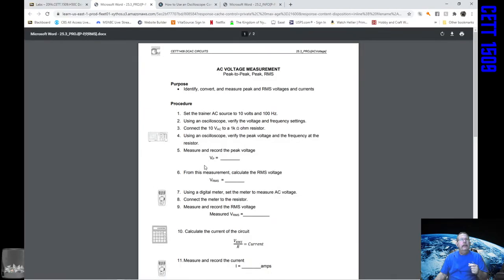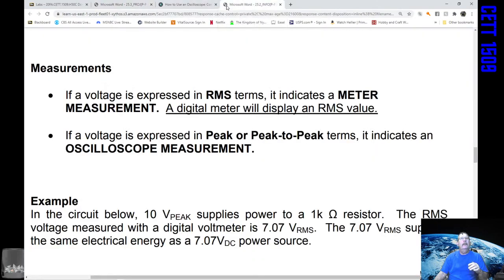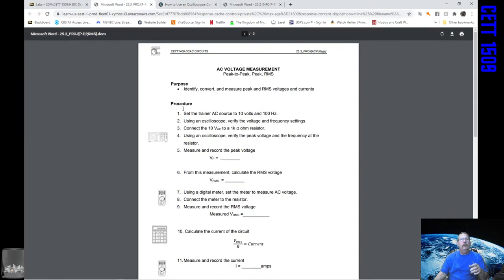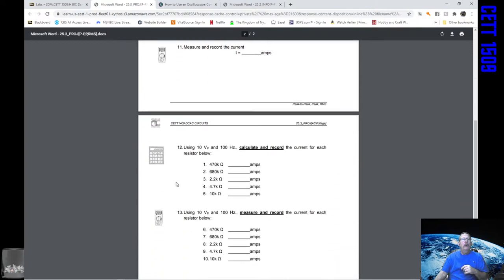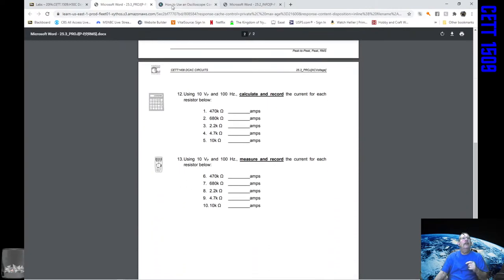Let's go back to this. Okay, this is the other one. We'll talk about this one. So we'll identify, convert, and measure peak RMS voltages. We'll set a trainer or whatever to 10 volts. We've got power supplies and 100. We'll be using the frequency generator. We'll use the oscilloscope to verify the voltages and basically do measurements and then do some calculations and do some more measurements and then do some more calculations.